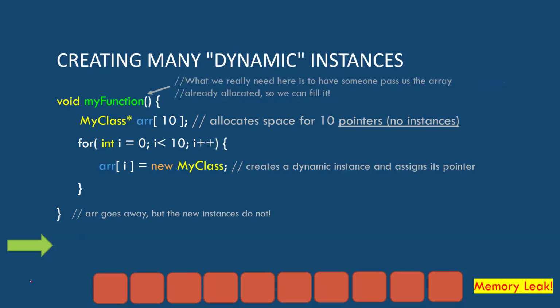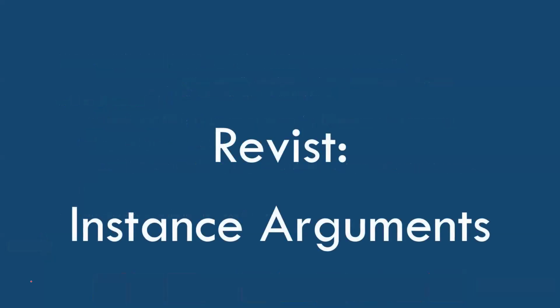We really should have been given the array from the outside world, and maybe our function's job is to fill it up with pointers to instances, right? And then when we return, we've just updated the array that we were given. That would have been a better design, okay? But the way it is right here, we have kind of a memory leak, right? And it doesn't really serve much of a purpose in the end, okay?